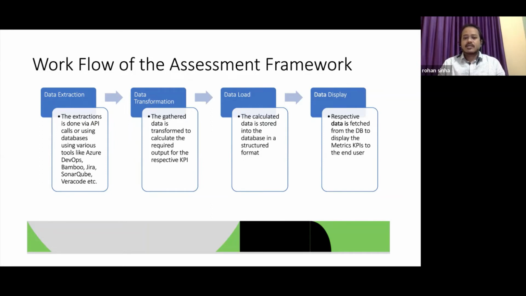Further down, the data is gathered and transferred to calculate the required output for the respective KPIs. Next, the data is calculated and stored in the database in a structured format. Finally, the respective data is fetched from the database to display the metrics and KPIs to the end user. So this is a simplistic view of the workflow of this assessment framework.